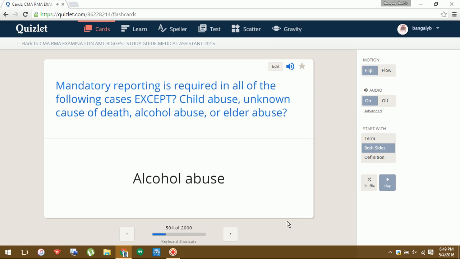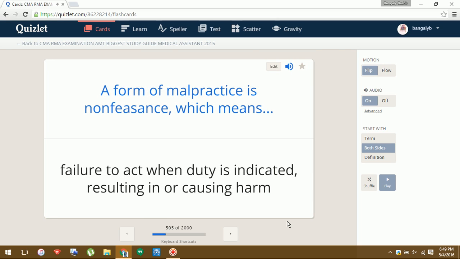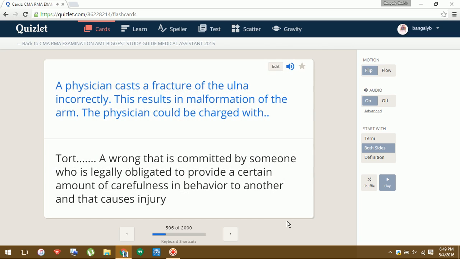Mandatory reporting is required in all of the following cases except: child abuse, unknown cause of death, alcohol abuse, or elder abuse. Alcohol abuse. A form of malpractice is nonfeasance, which means failure to act when duty is indicated, resulting in or causing harm. A physician casts a fracture of the ulna incorrectly. This results in malformation of the arm.